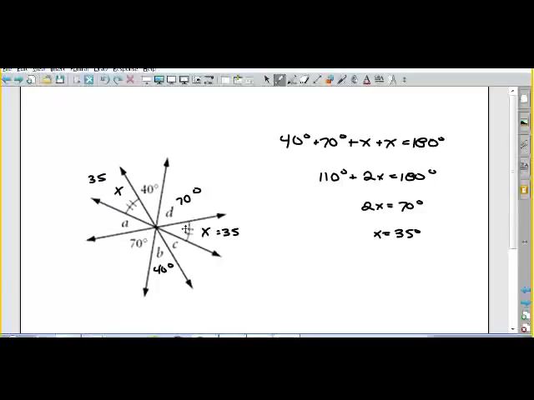As a consequence, since these two angles are opposite each other, this one's 35, and this one's 35. And if we add these numbers just to check ourselves, if we add these together, we should get 180. So 35 plus 35 is 70, 70 plus 70 is 140, plus 40 is 180. So it does work out correctly. So those are the unknown angles of that one.